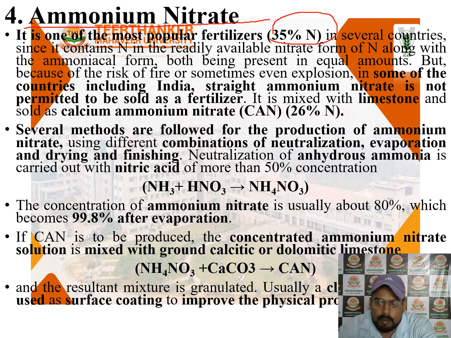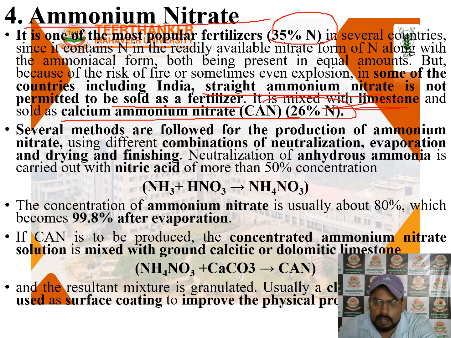In nitrate and ammoniacal form, both are available in these nutrients. But there is sometimes a risk, and in some countries, including India, ammonium nitrate as a solid fertilizer is not permitted. So it is mixed with limestone, and the solid is calcium ammonium nitrate, which is 26%.